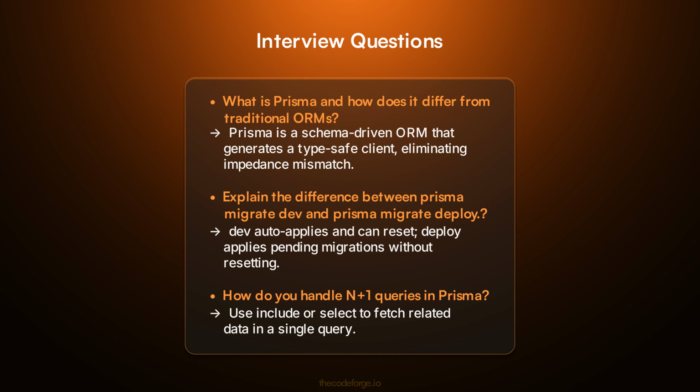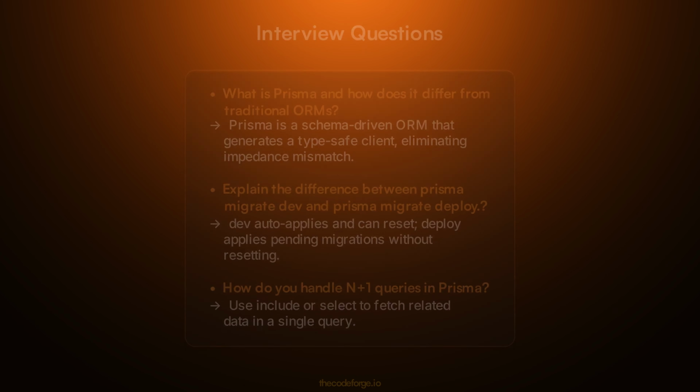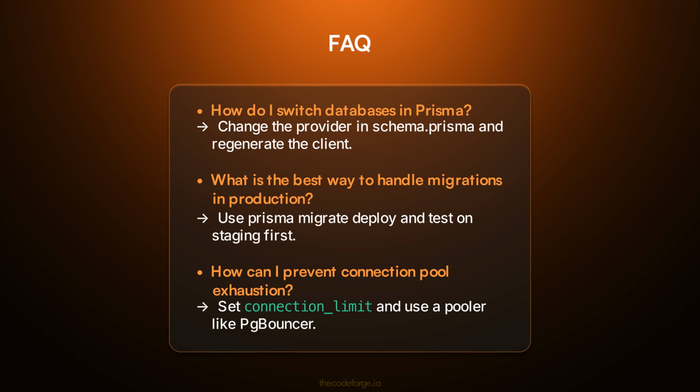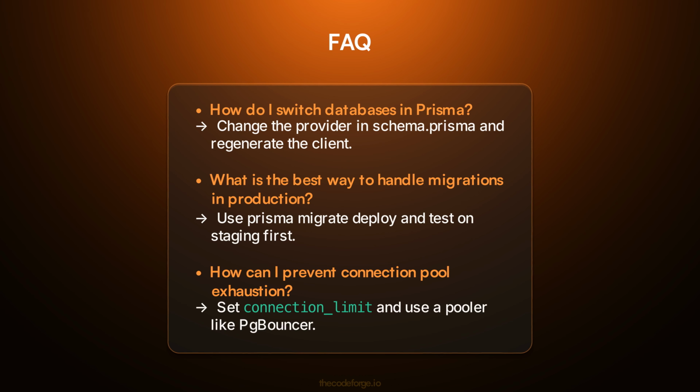How do you handle N+1 queries in Prisma? Use include or select to fetch related data in a single query. And a few frequently asked questions. How do I switch databases in Prisma? Change the provider in schema.prisma and regenerate the client.